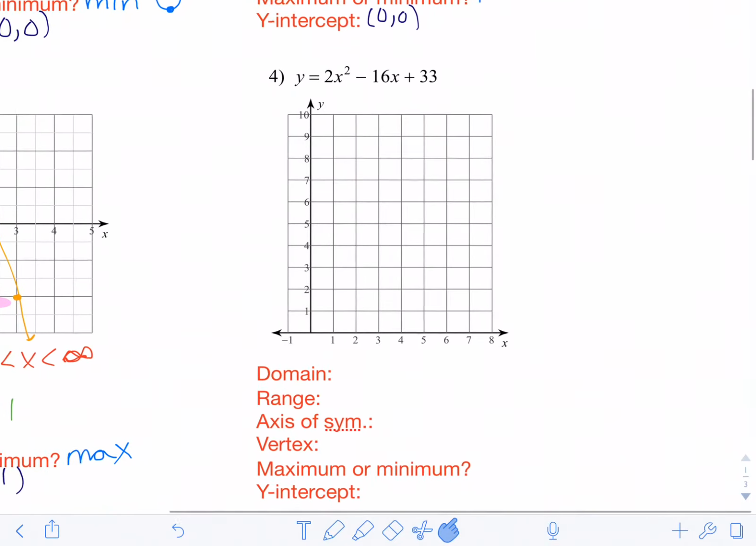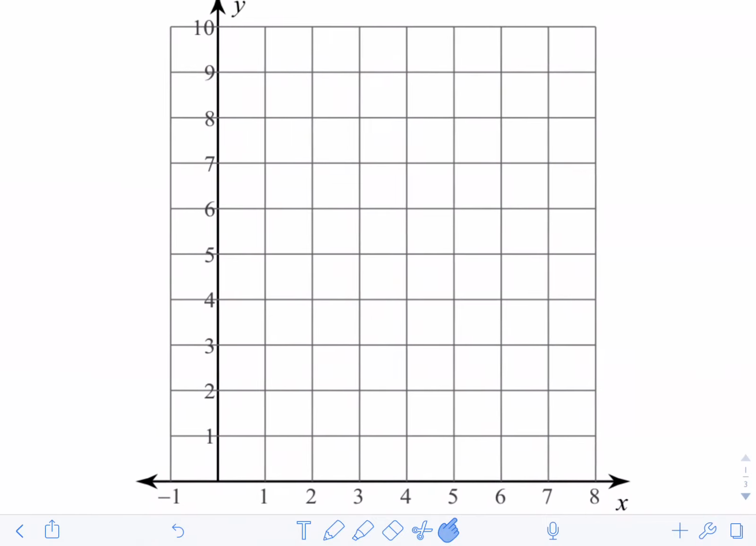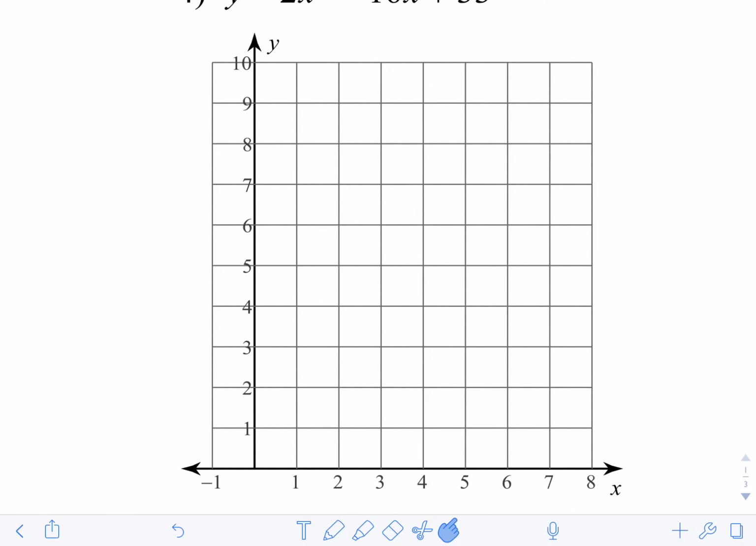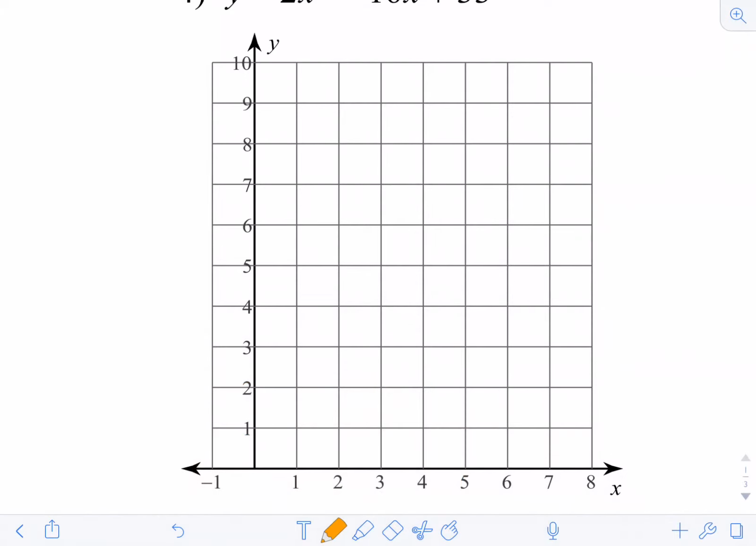Alright, number 4. Okay, I'm going to go ahead and put this into y equals. It is 2x squared minus 16x plus 33. I got my table. So I'm going to go ahead and see if I can start at negative 1, which I can't. I can't start at 0. I can't start at 1. I can start at 2, though. So I have 2, 9. Then I can do 3, 3. Then I can do 4, 1. Then I can do 5, 3. And I can do 6, 9 because the next one is off the chart. So here is my graph.